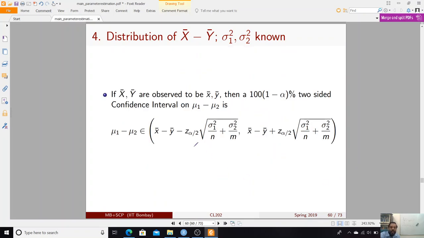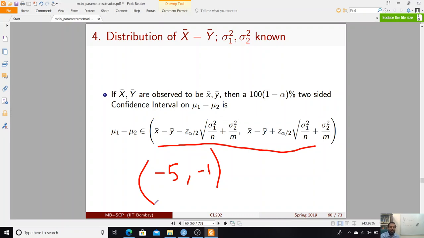So that is over here. mu 1 minus mu 2 belongs to this confidence interval, and this is the 100(1 minus alpha) percent two-sided confidence interval. So if you give me this confidence interval, and let us say the two numbers are minus 5 comma minus 1, which population mean is smaller than which is a question you should think about and try to answer. If it was between minus 5 and plus 5, then what can you say? If it was between 1 and 5, then what can you say? You should be able to make those interpretations with what we have discussed so far.